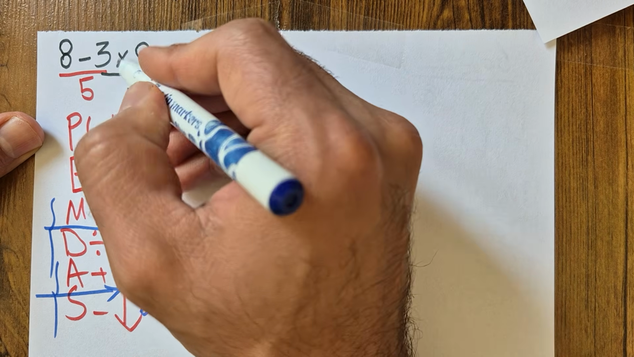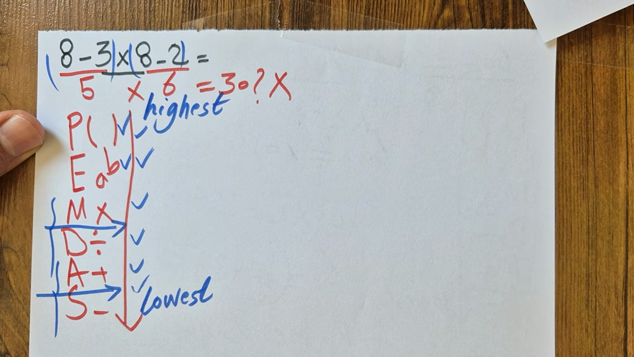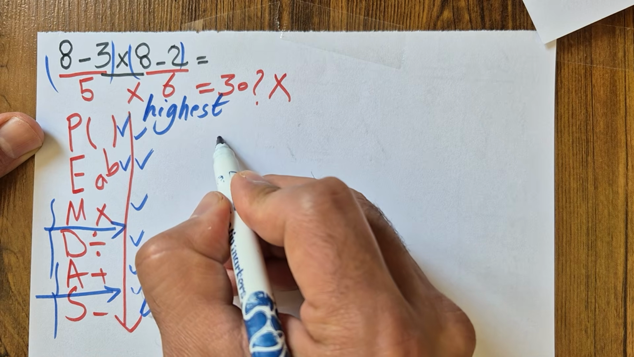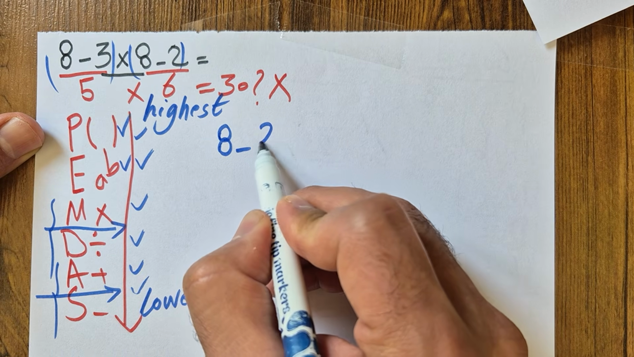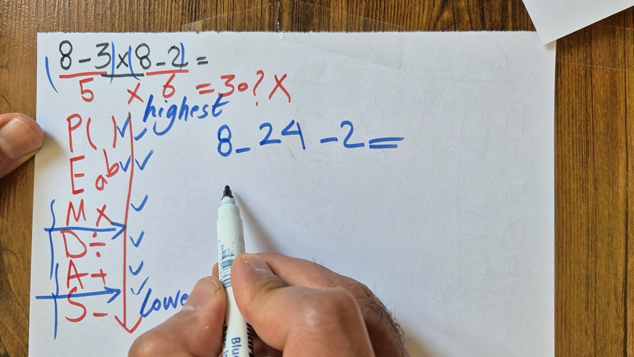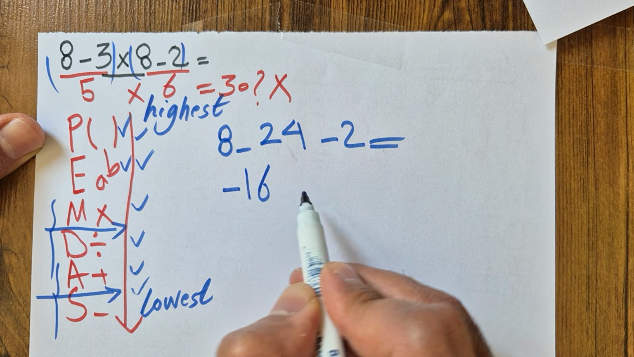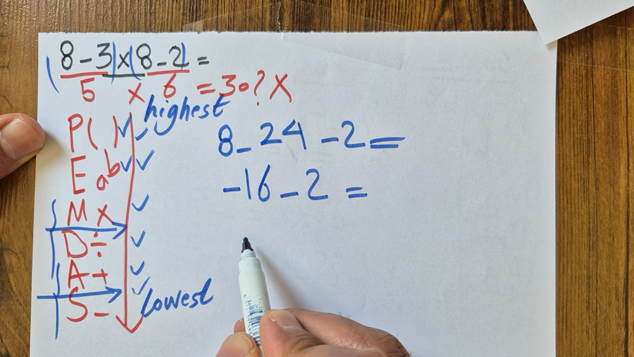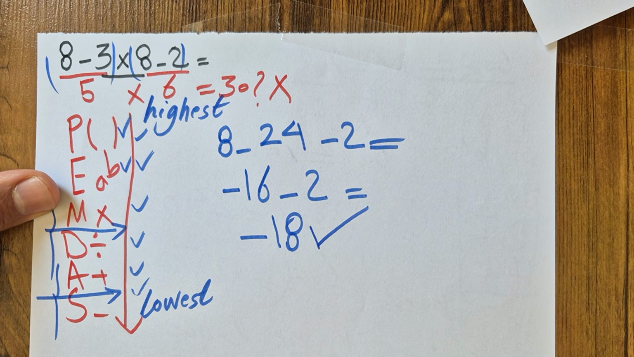You thought these are paired. In reality, that was just an optical illusion. They are not paired. So 8 minus 3 times 8 gives us 24, and then minus 2. So we have just subtraction, go from left to right. 8 minus 24 gives us minus 16. Minus 16 minus 2 gives us minus 18, and that's the final answer.